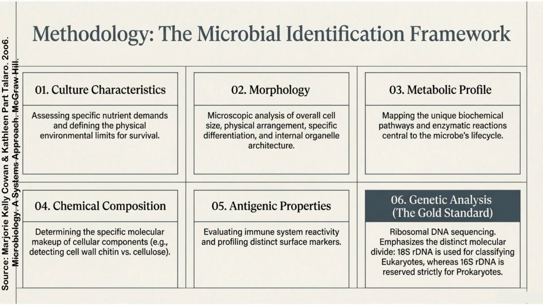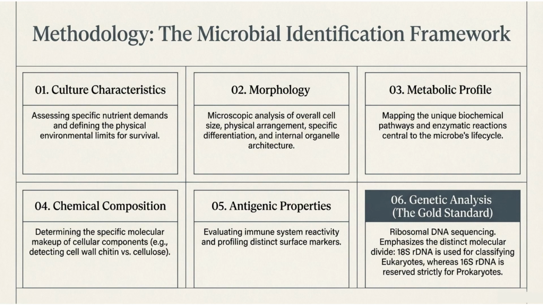Finally, let's discuss the methodology, the microbial identification framework. This comprehensive approach involves 6 key areas. First, culture characteristics, which assesses specific nutrient demands and defines the physical environmental limits for survival. Second, morphology, involving microscopic analysis of overall cell size, physical arrangement, specific differentiation, and internal organelle architecture.